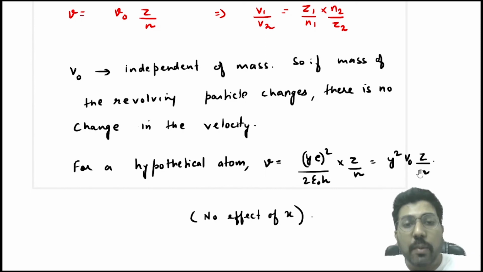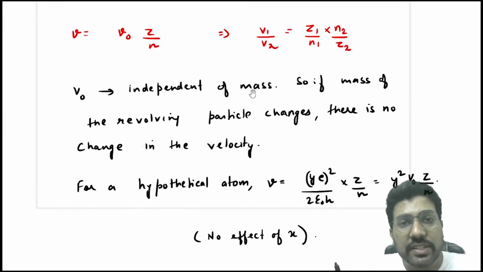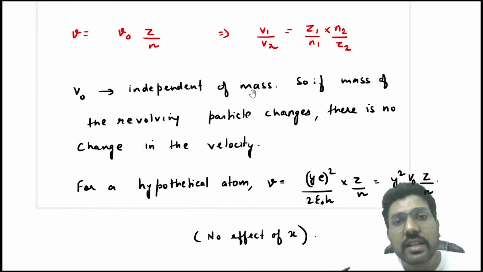Now this is very important. V naught is independent of mass. So if the mass of the revolving particle is changing, but the charge is not changing, then there will be no change in velocity.